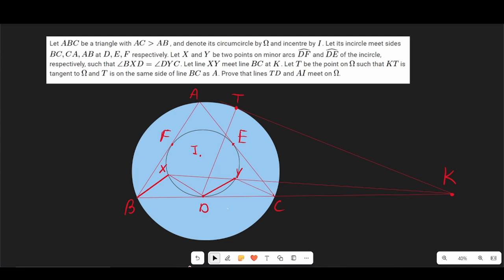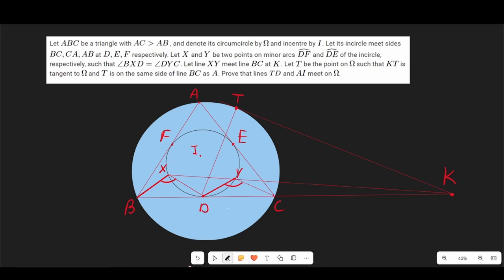The incircle is tangent to AC, BC, and AB at E, D, F respectively, and X and Y are chosen on arcs FD and ED such that angle BXD equals angle DYC. If we take the intersection of XY and BC, call this point K, and take the tangent from K to the circle omega at T, then we want to show that TD and AI intersect on the circumcircle.